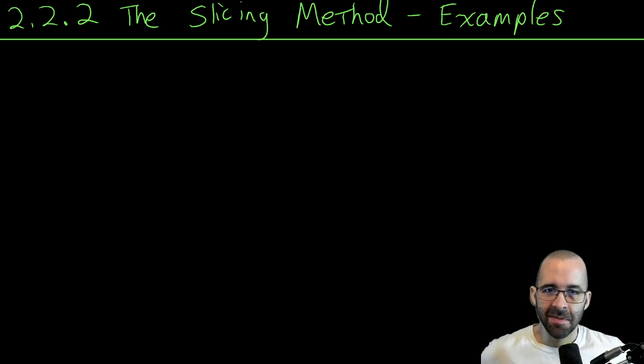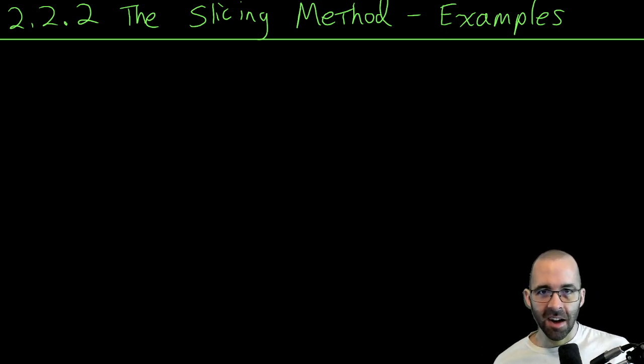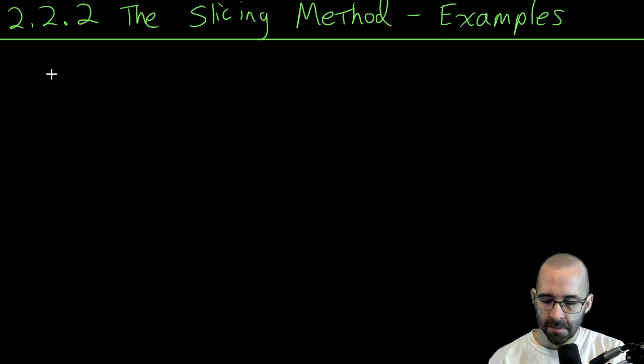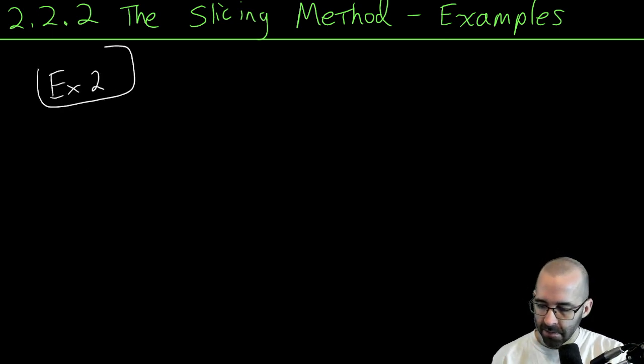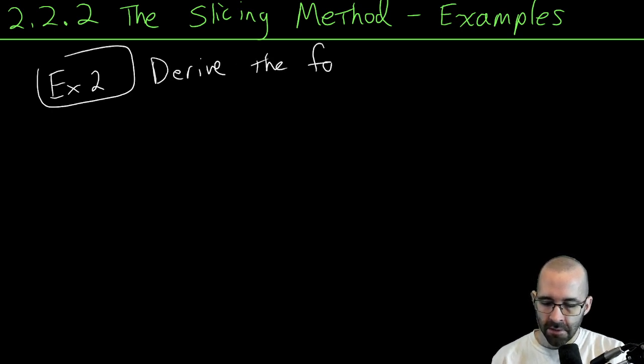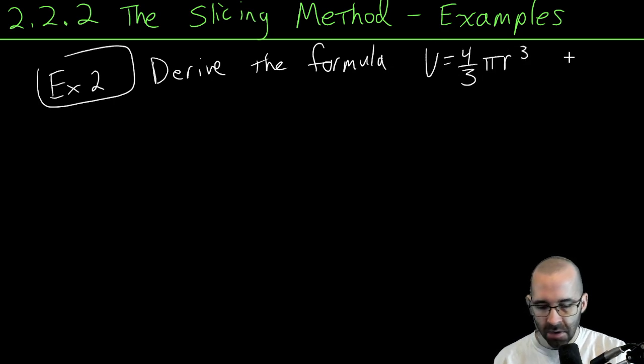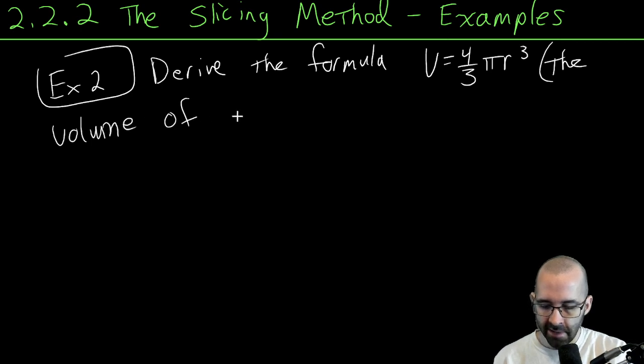All right, let us now use the slicing method to do some more generic problems. Example 2. Derive the formula V equals 4/3 pi r cubed, the volume of a sphere using the slicing method.